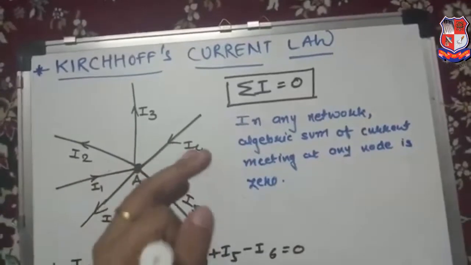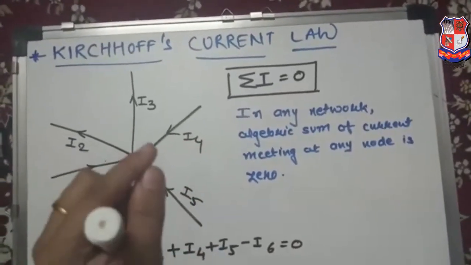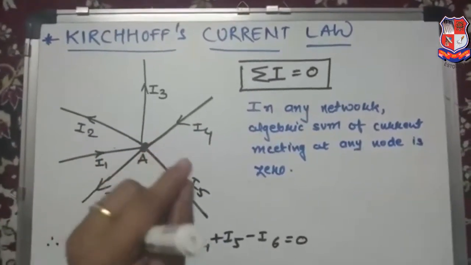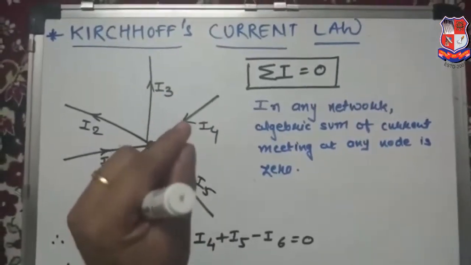Now what is a node? Node means a point at which 2 or more than 2 elements meet, that is called a node.